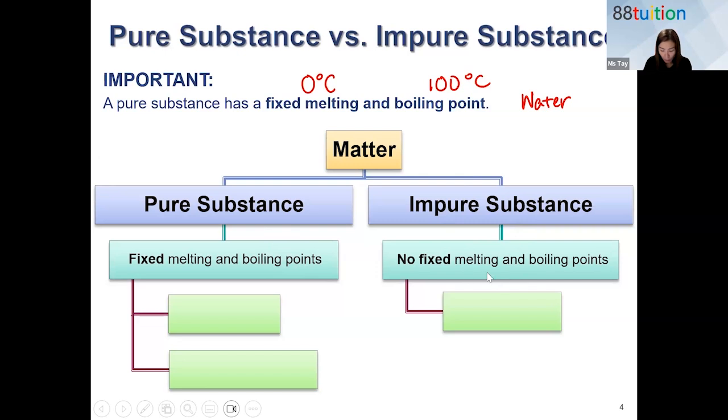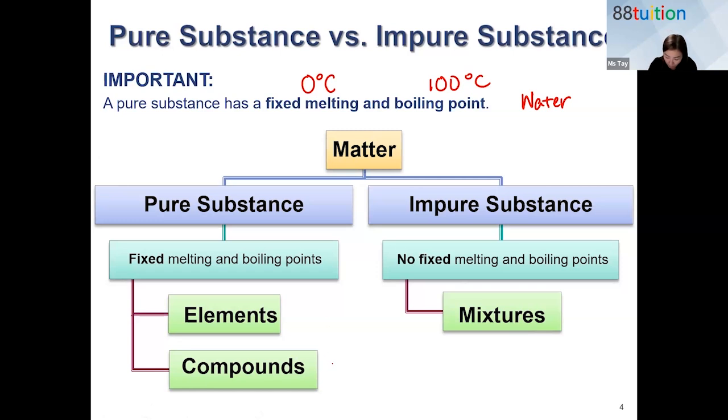Okay, so take note, pure substances must have fixed melting boiling point. Impure substance will not have fixed melting boiling point. So we call the pure substances either elements or compounds. All right, and then for mixtures, we call them impure substances. I give you one example. Water is a compound. Water has a formula H2O. For an element, maybe I can talk about oxygen. Oxygen gas is an element. It will have a fixed melting boiling point. Water also has a fixed melting boiling point.